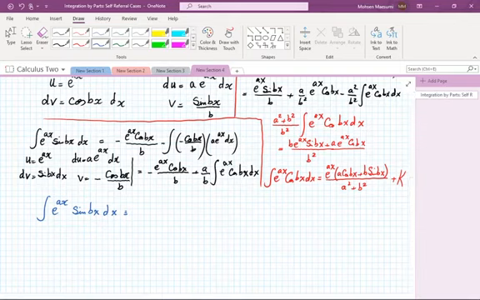So we said that we want to do example of secant cube as well, one of the rather intriguing integrals. So let's see.